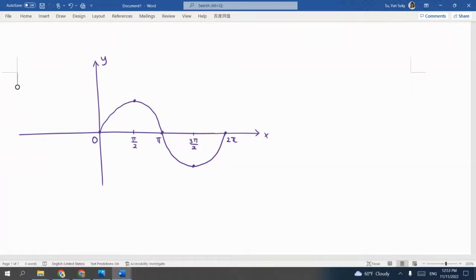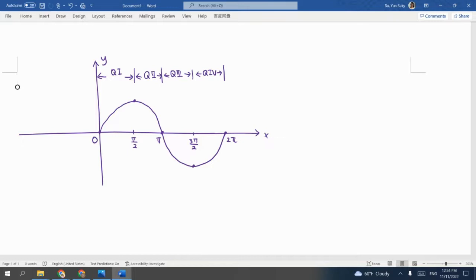We know quadrant 1 is from 0 to pi over 2. And quadrant 2 is from pi over 2 to pi. And quadrant 3 is from pi to 3 pi over 2. And quadrant 4 is from 3 pi over 2 to 2 pi.